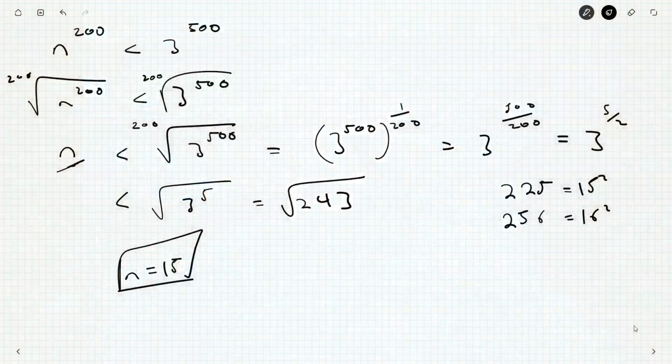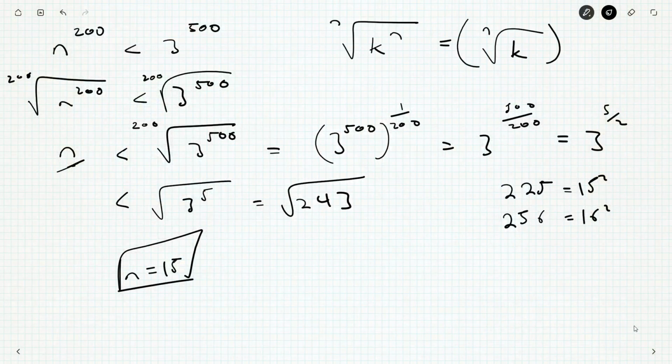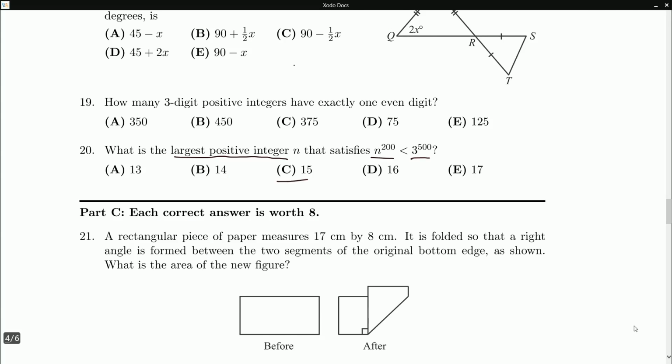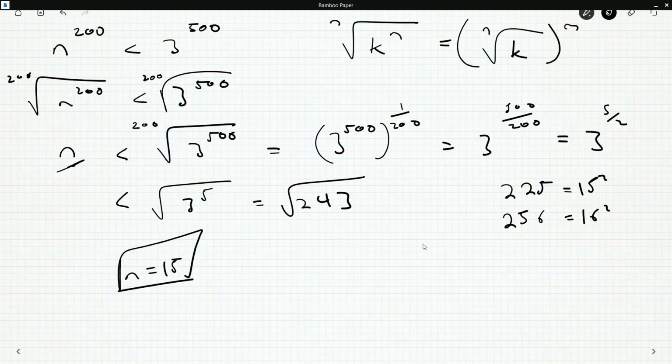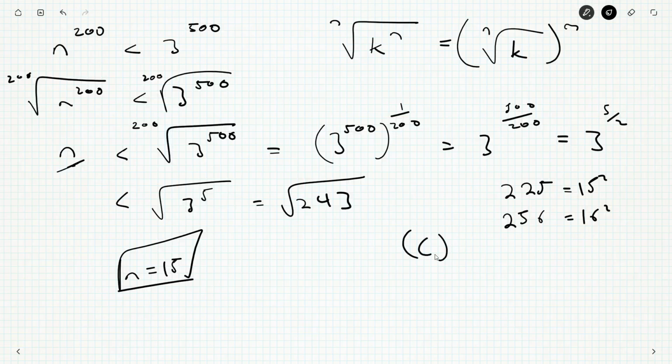But yeah, what we could do is we can absolutely swap these sorts of things. So if I have the nth root of k to the m, that is the same as the nth root of k all to the power m. So being able to sort of play around with exponents is all this question is about. Now, 15, where is 15 in our possible answers? Right in the middle, it's C. Excuse me. And there we go. That finishes off Part B.